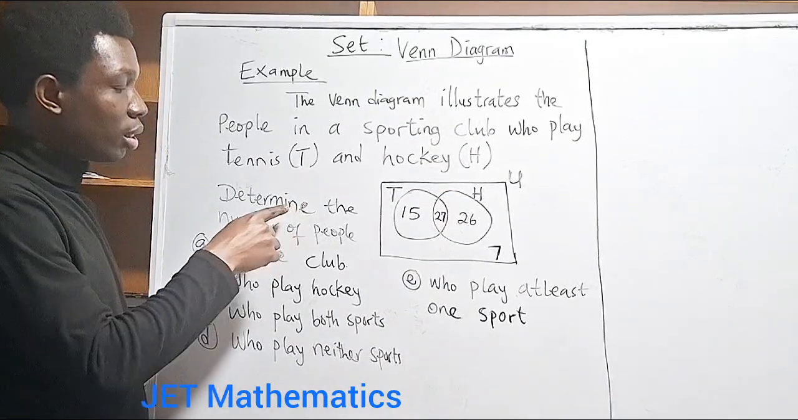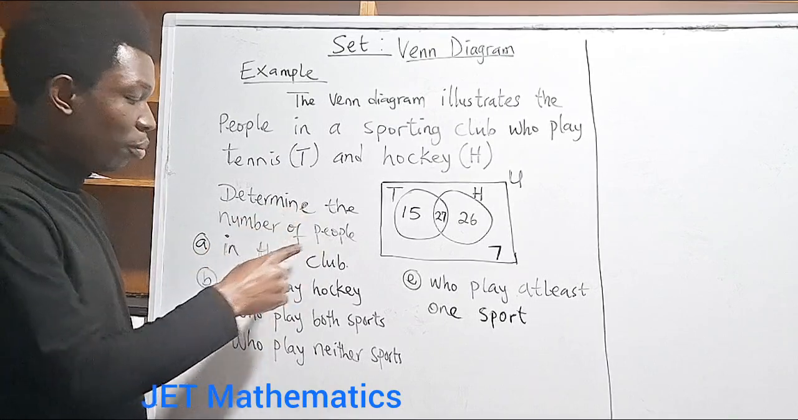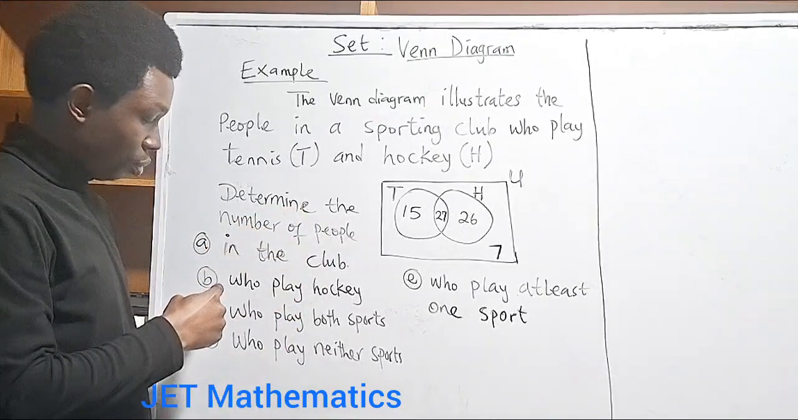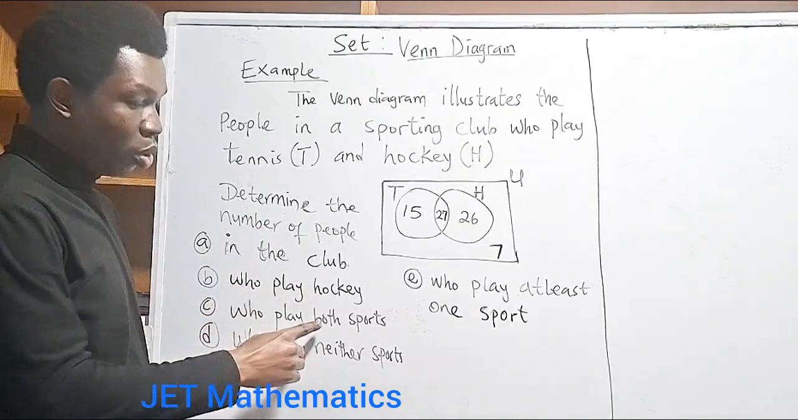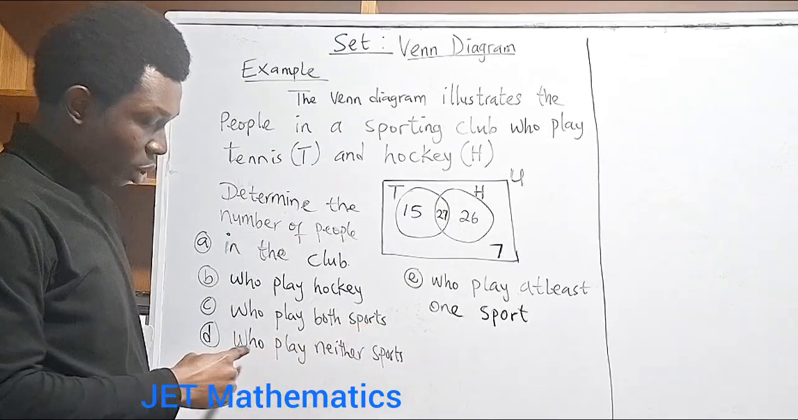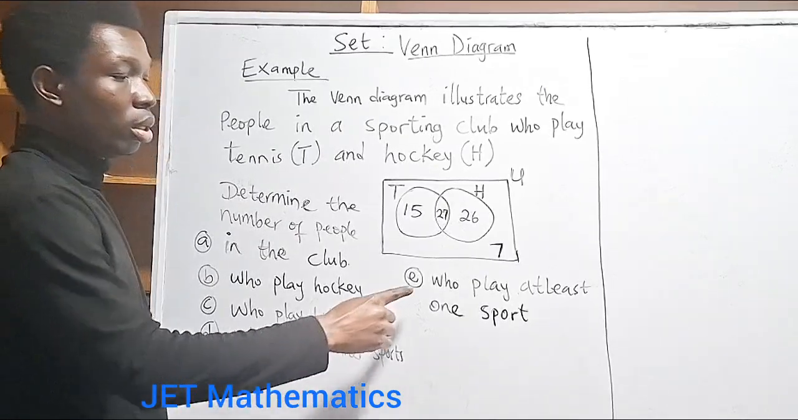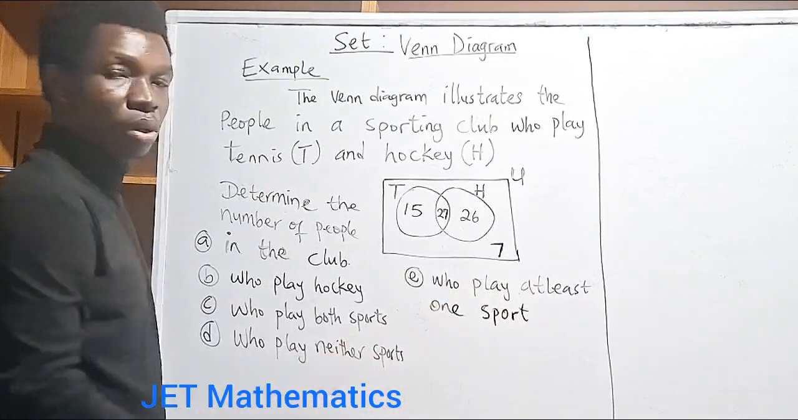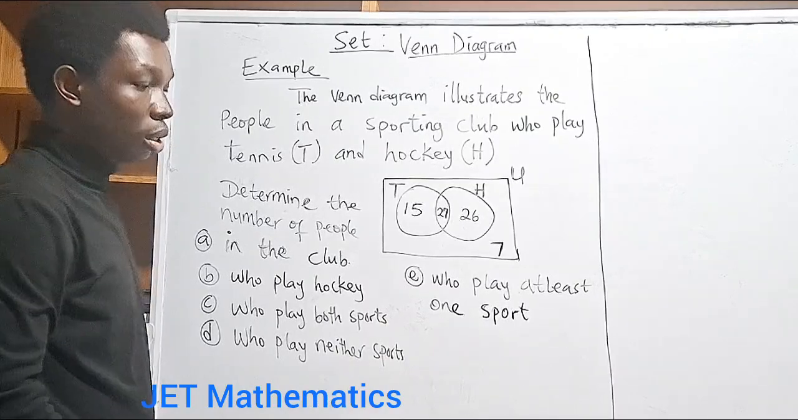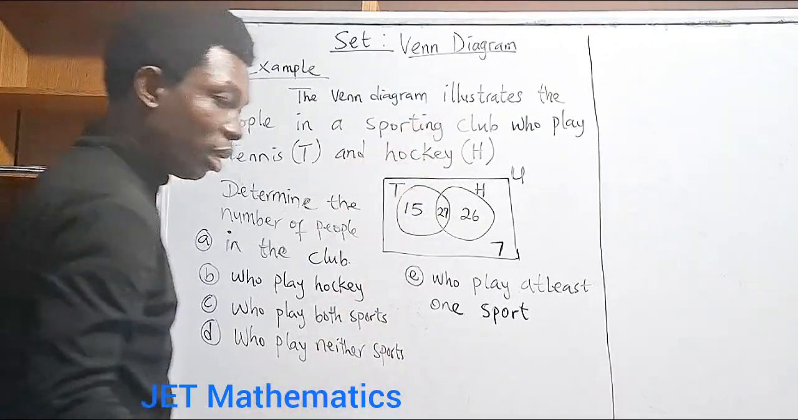We've been asked to determine the number of people in the club, the number of people who play hockey, the number of people who play both sports, the number of people who play neither sport, and the number of people who play at least one sport. So we'll do the solution over there.